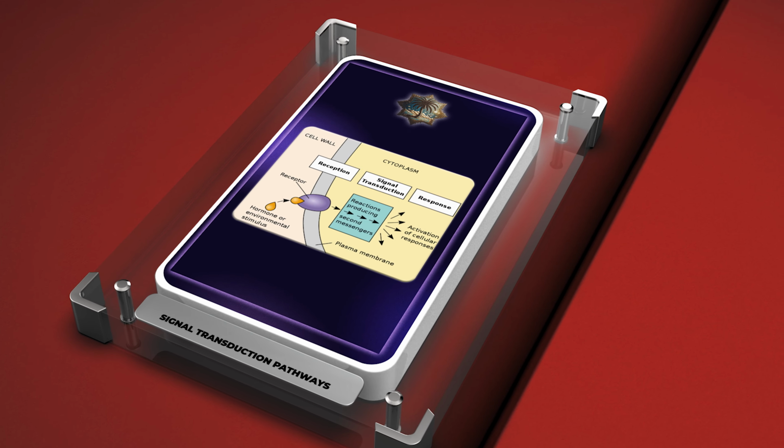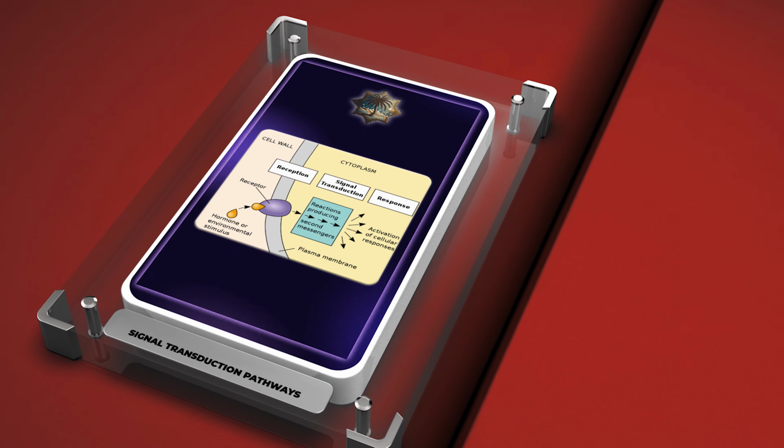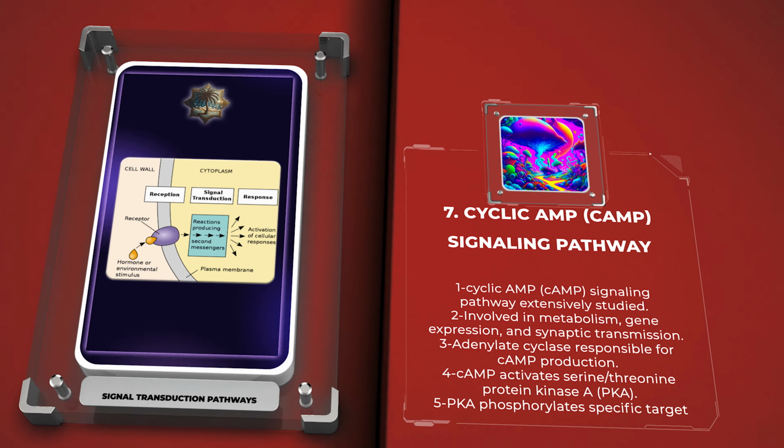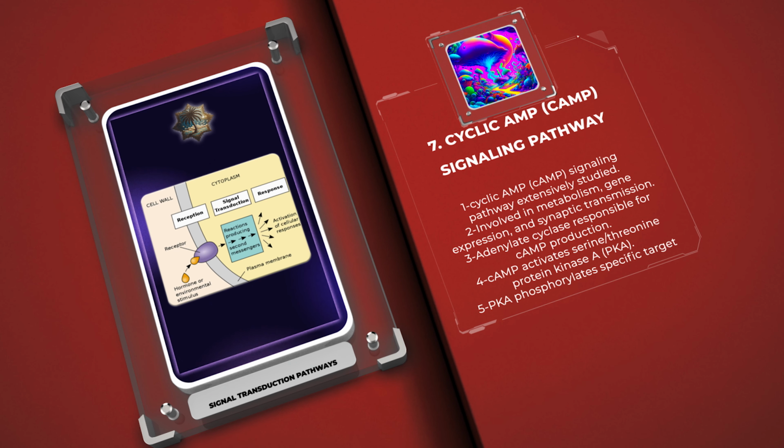The cyclic AMP, or cAMP, signaling pathway is one of the most extensively studied second messenger signaling pathways. It is involved in diverse cellular processes, including metabolism, gene expression, and synaptic transmission. The main enzyme responsible for cAMP production is adenylate cyclase, which is activated by G-protein-coupled receptors or other intracellular signaling molecules. cAMP activates the serine/threonine protein kinase A, PKA, by releasing catalytic subunits from regulatory subunits. PKA then phosphorylates specific target proteins, modulating their activities and leading to cellular responses.